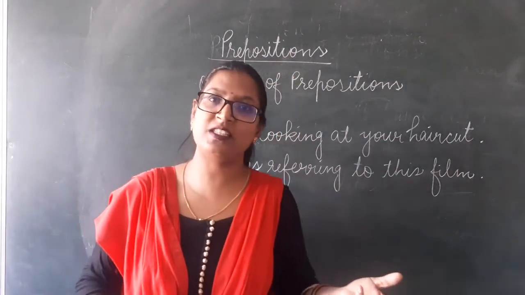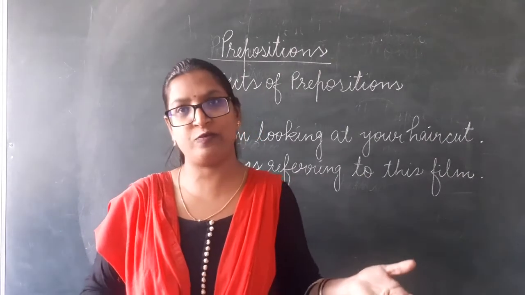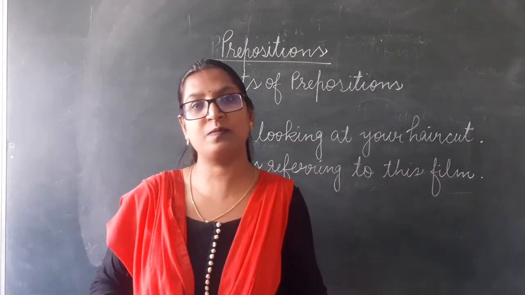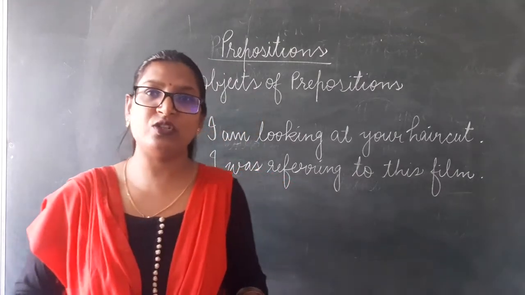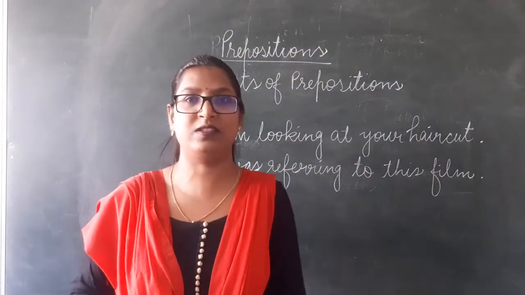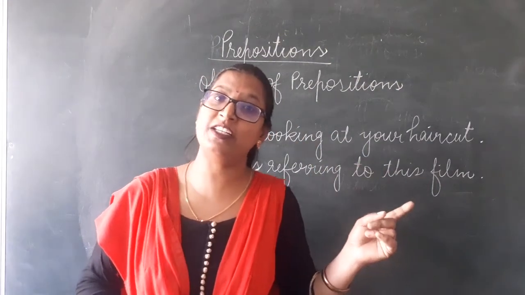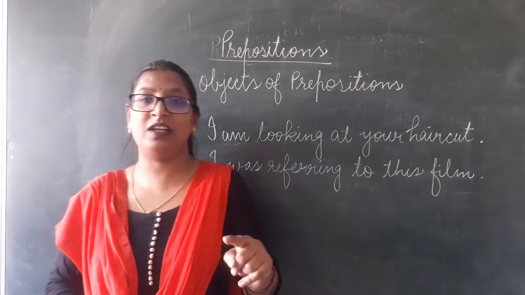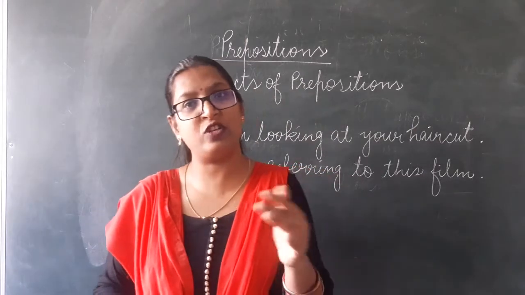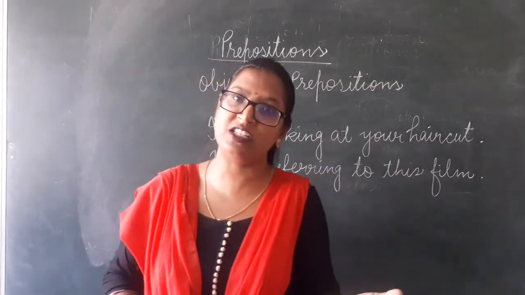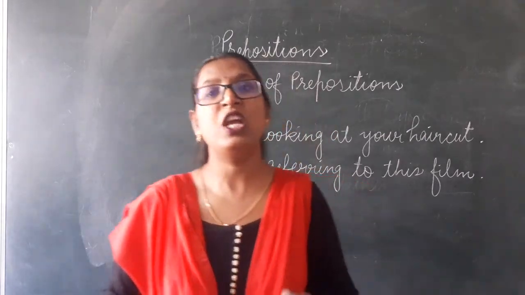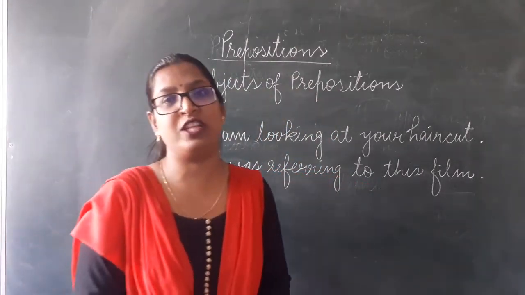In the previous classes, we have studied about the different types of prepositions and the position of prepositions in a sentence. Now, in today's class, we will study about the objects of prepositions. We have already studied that there is an object of a verb. Finding out the object of a verb, then only we say the verb is transitive or intransitive. The same way prepositions also have objects. How to find them in a sentence?